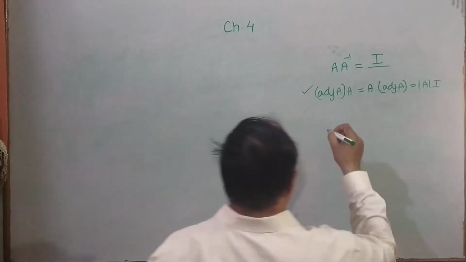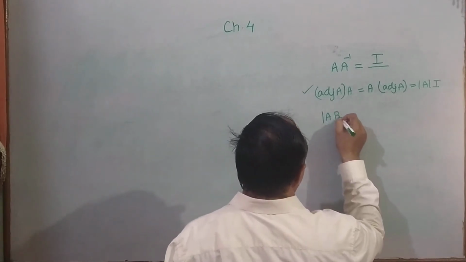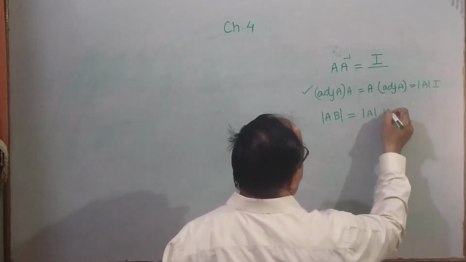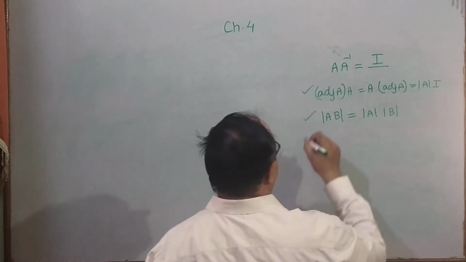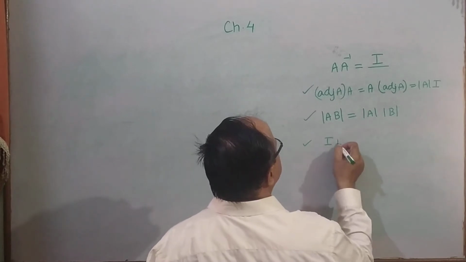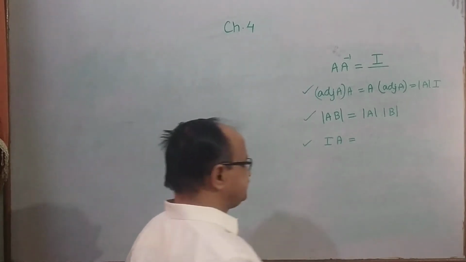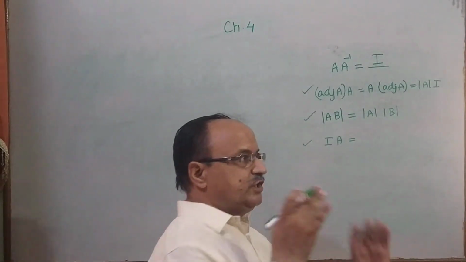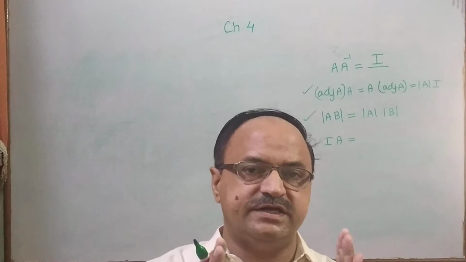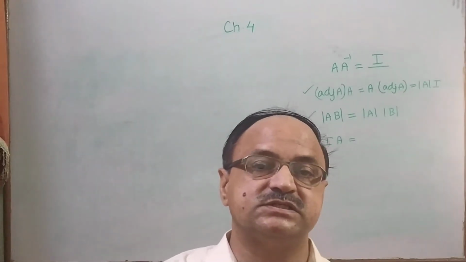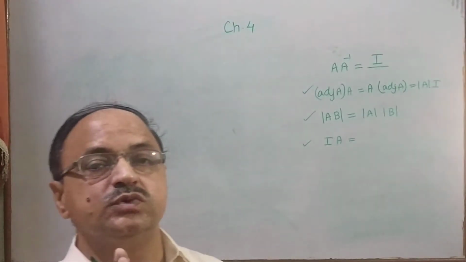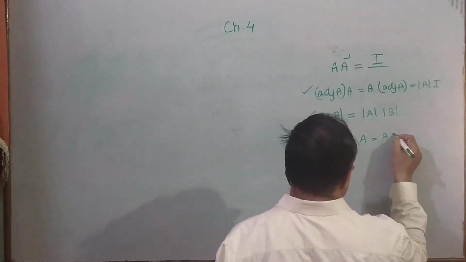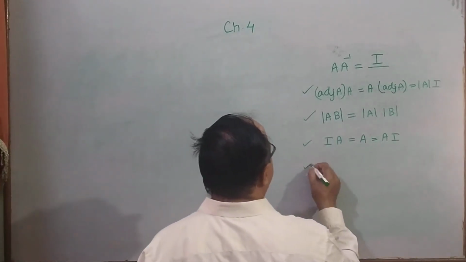Yes, next property. Can you tell me the property of this? Determinant of AB is determinant of A into determinant of B. This is the property. And who can tell IA is equal to what? When you multiply identity matrix with another matrix, the result is same. IA is equal to A, or you can say AI is equal to A. This is a very important result.